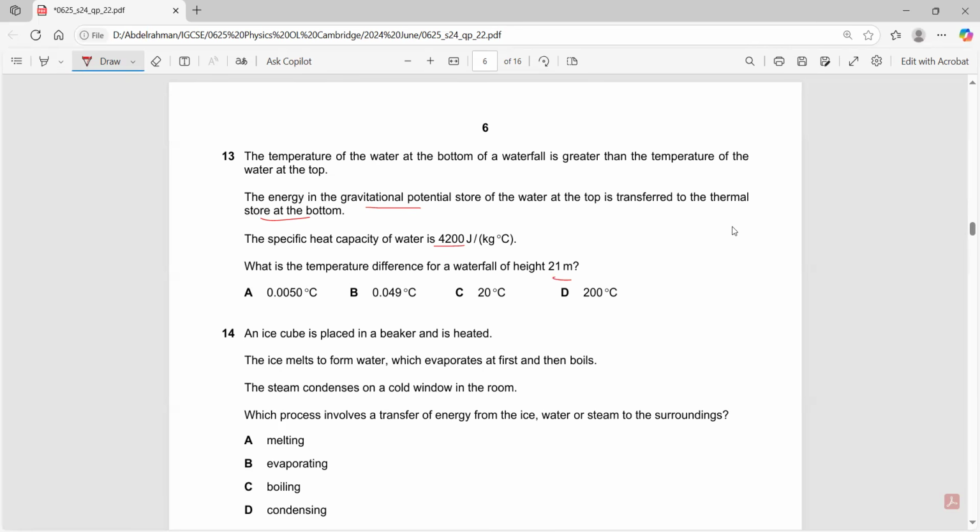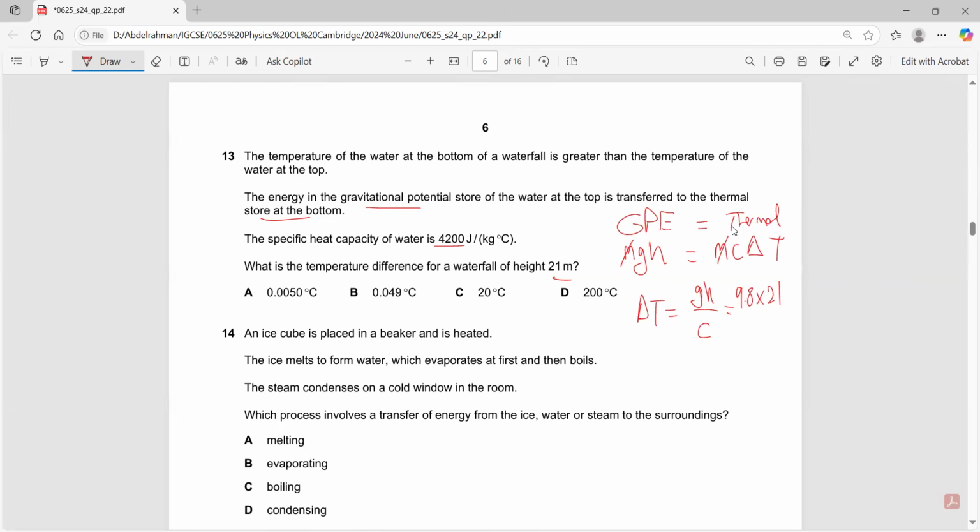Can I find the temperature difference of water dropping from a height of 21 meters? Yes, I can. How can I do that? By saying I have two energy changes, or it's basically one energy change. From what to what? From gravitational potential energy to thermal energy, right? What is the equation for the gravitational potential energy? mgh. What about the thermal energy? mc delta T. Can I cancel out the masses? Yes, I can cancel out the masses. To find the delta temperature, it would be gh over c.